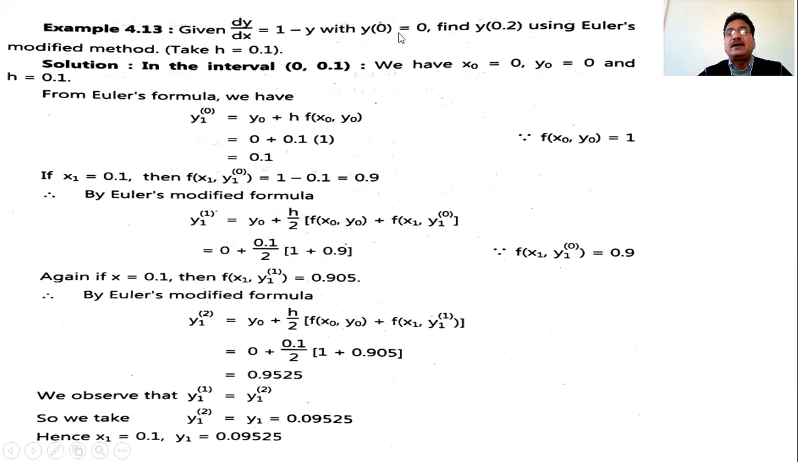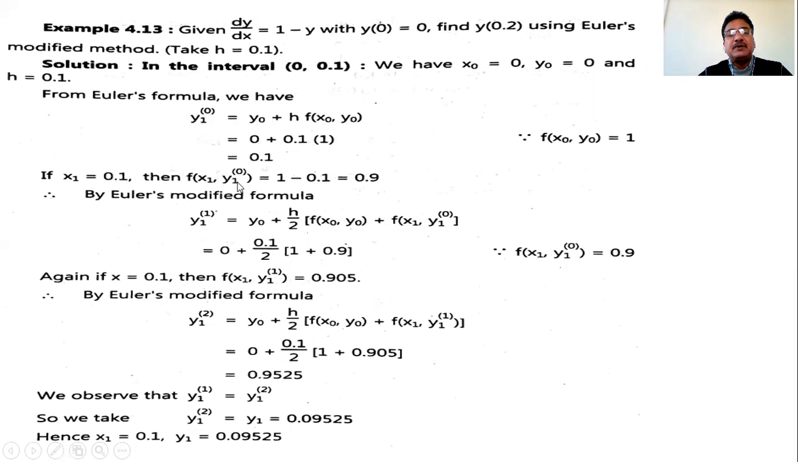From this, y0 is 0, meaning y at x equal to 0. So x naught is 0, y naught is 0. Then by Euler's method, y1 0 is y0 plus h f of x naught, y naught. Then substitute the values. We have this value.